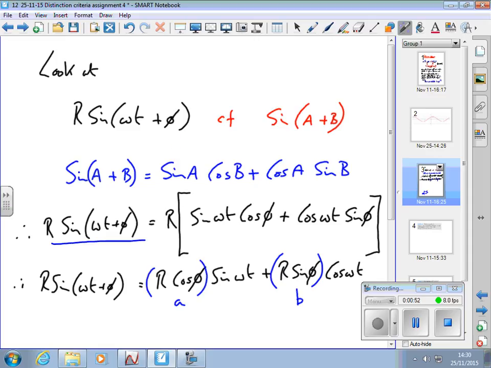So r, because r is in front of it, and then brackets, this is how the combined angle formula looks like. A is omega t, so sine omega t cos phi plus cos omega t sine phi. You can see how that works.